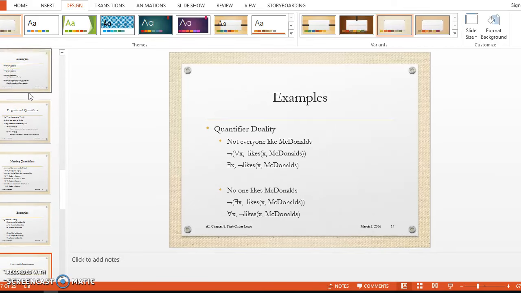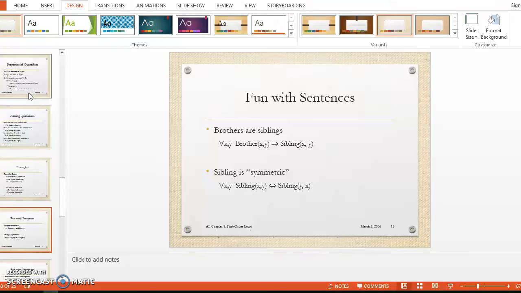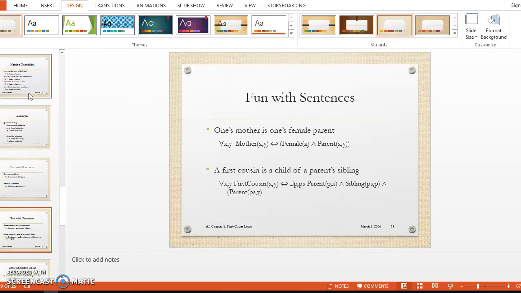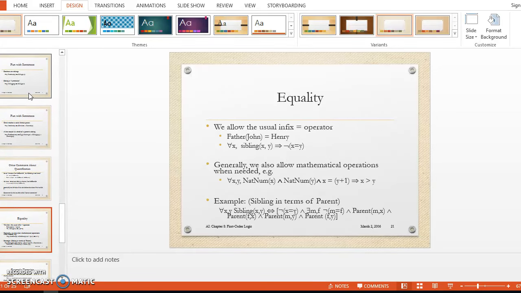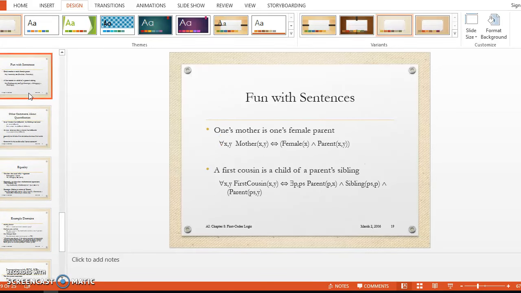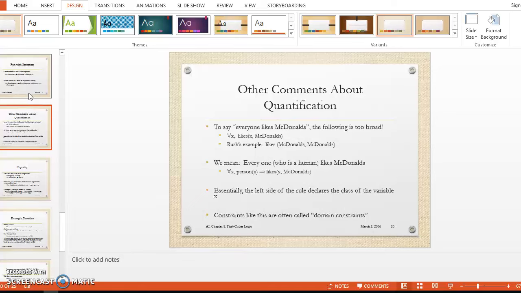And we have given some examples. So we have some fun with sentences. The first one is brother with siblings, and sibling is symmetric. Next one, other comments about quantification.